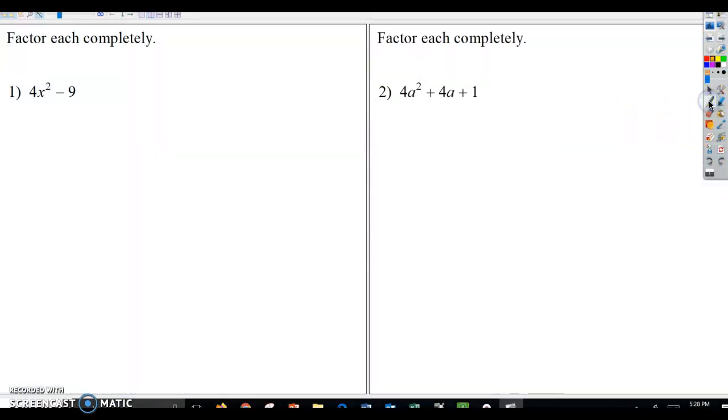All right, so if you know those, you should be able to look at this and say perfect square, difference of squares, and you should be able to say 2x plus 3 and 2x minus 3. Now, where did I get this? Well, this squared is this, and this squared is this. So A is 2x, and B is 3. All right, this is a perfect square. 1 is a perfect square, so this is going to be a binomial squared. So I know it's going to be 2a plus 1 squared. If you do twice AB, 2a times 1 is 2a, times 2 is 4a, so that gives you your middle term.